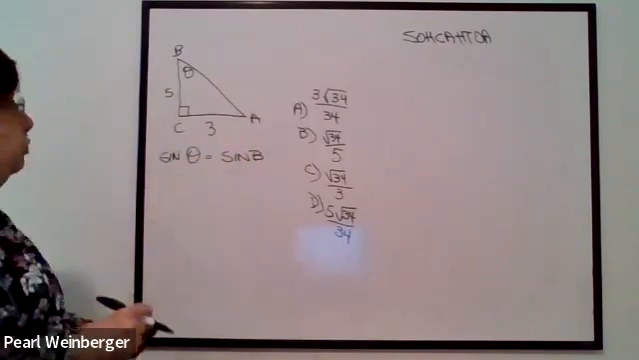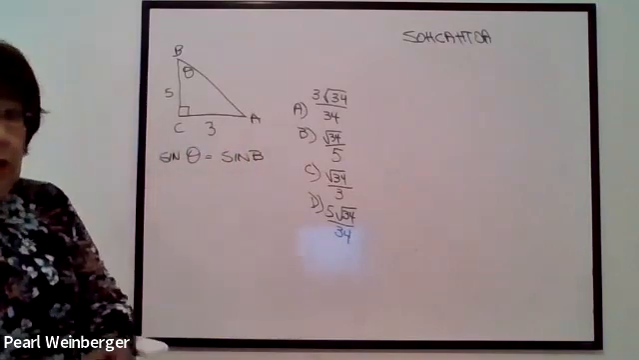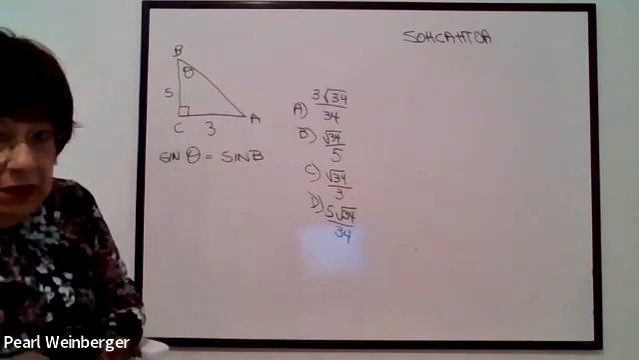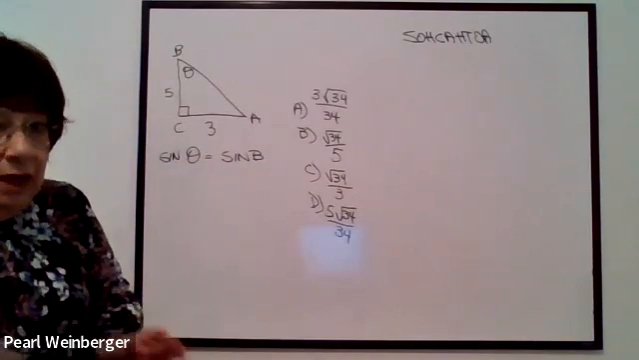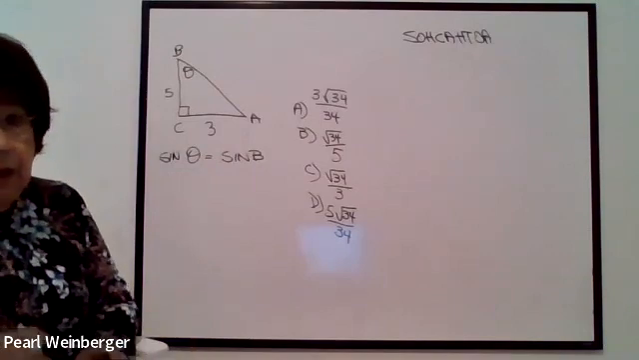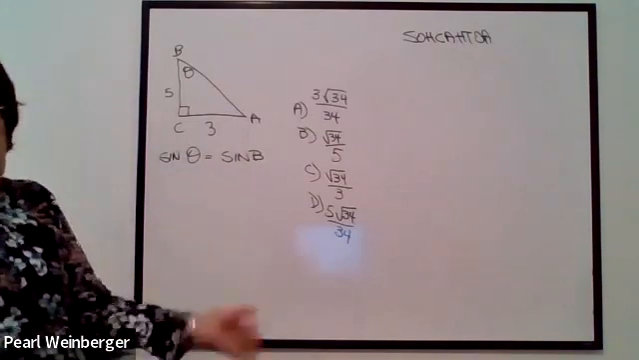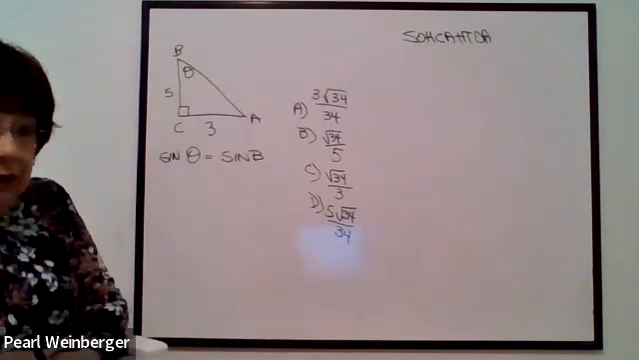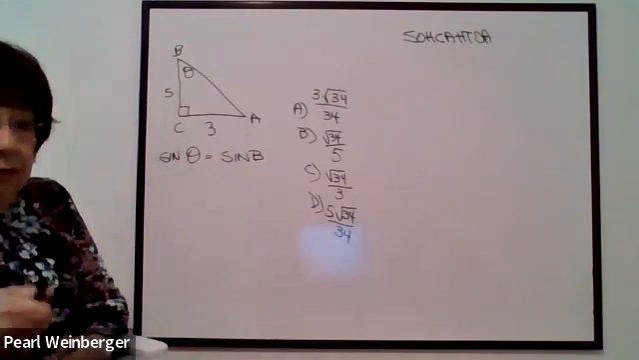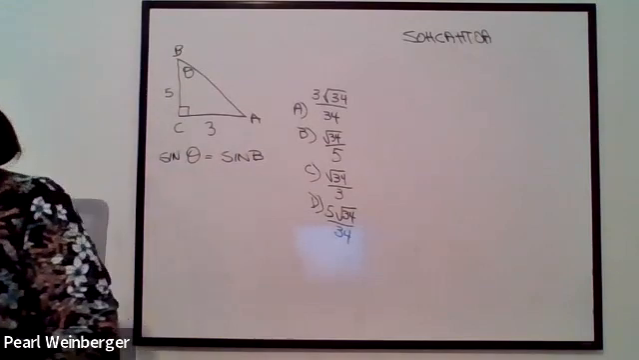Okay, I'm just going to remind you what you have to do. You have to remember what the sine is, and you have to label the sides opposite, adjacent, and hypotenuse. And if you have the sides that you need, fine. If not, you may have to find the third side of the triangle. Okay, I'm giving you a few minutes to try this.